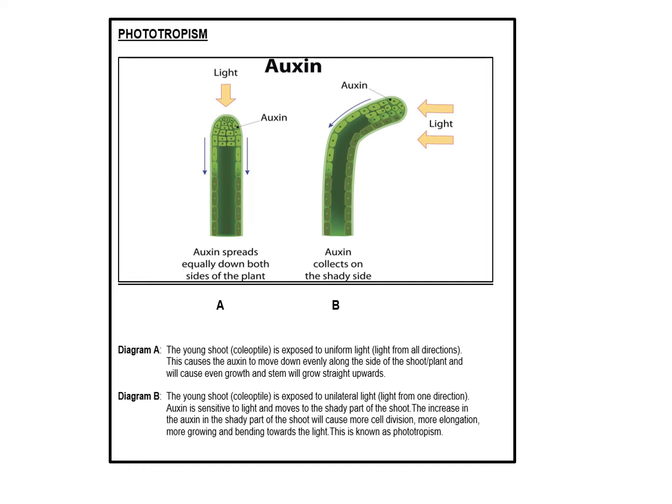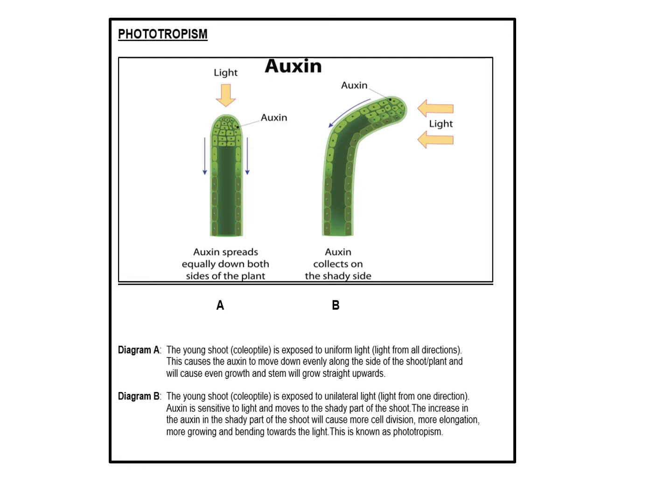Right, phototropism. Diagram A and B show how different shoots are exposed to and how they respond to different types of light. So let's look at A. The shoot is exposed to light from all directions, uniform light. Now, we know auxin is produced in the tip. Because the shoot is exposed to uniform light, the auxin will move down evenly on either side of the shoot, and because there's an equal amount of auxin on either side, the shoot will grow straight upwards.